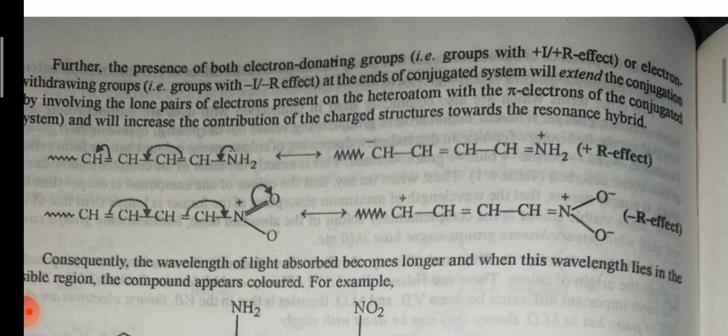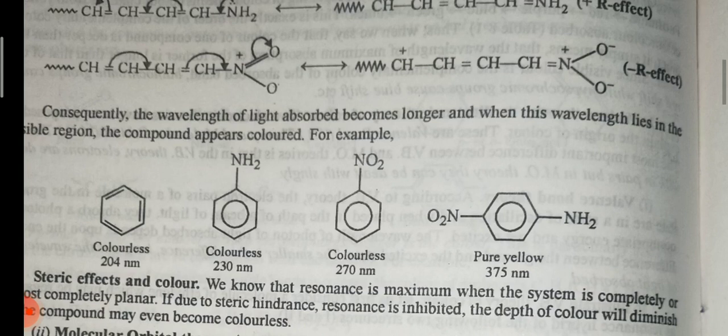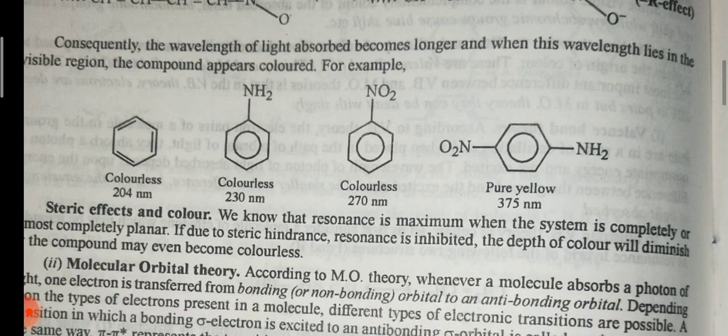light absorbed. Further, the presence of either electron donating groups or electron withdrawing groups at the ends of a conjugated system will extend the conjugation by involving the lone pair of electrons present on the heteroatom with the pi electrons of the conjugated system, and will increase the contribution of the charged structure towards the resonance hybrid. Consequently, the wavelength of light absorbed becomes longer, and when this wavelength lies in the visible region, the compound appears colored. Steric effects and color.